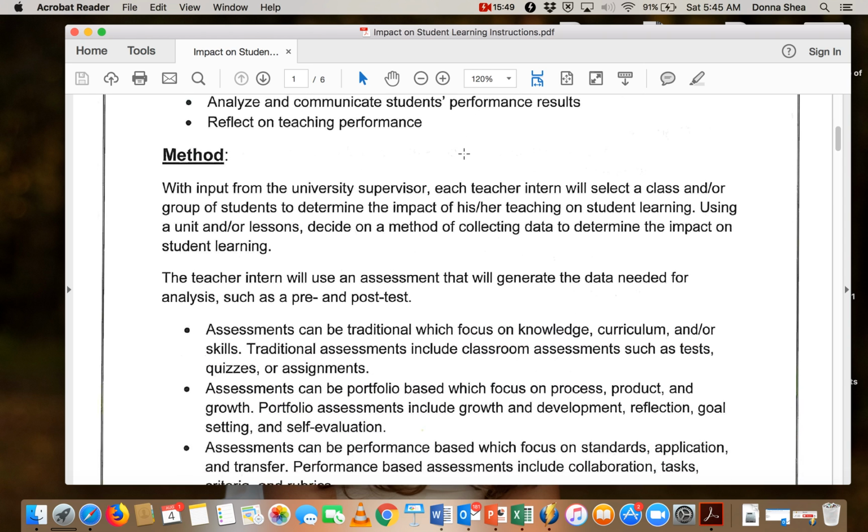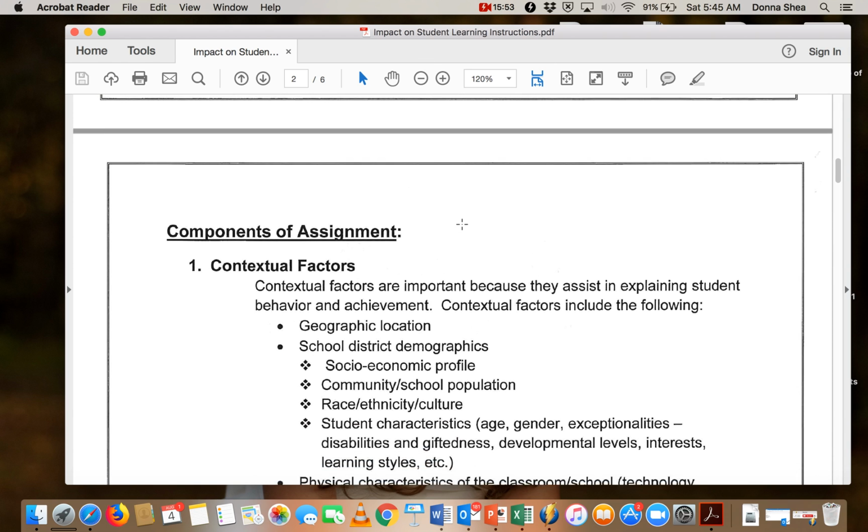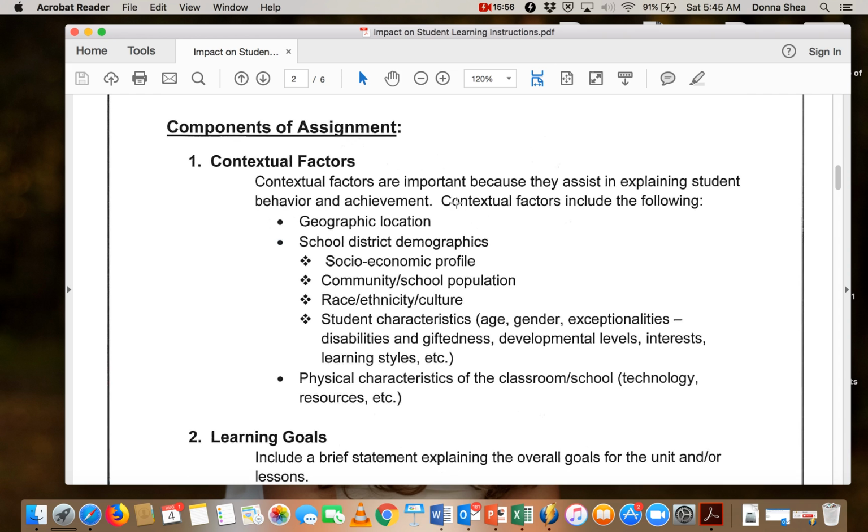So what you're going to do here, and I'll just give you basically in a nutshell what this is, you're going to have the contextual factors of a class. And let's say you are a biology teacher, then you would only choose one class period, fifth period biology.